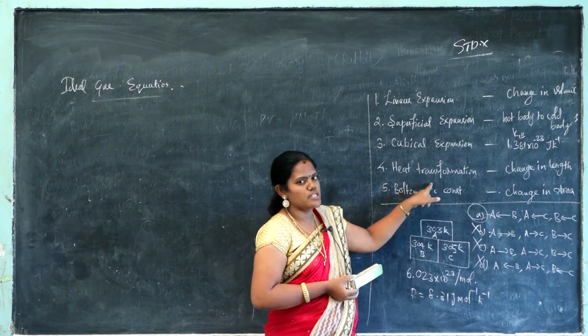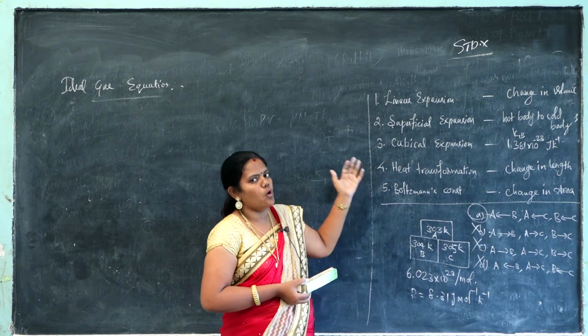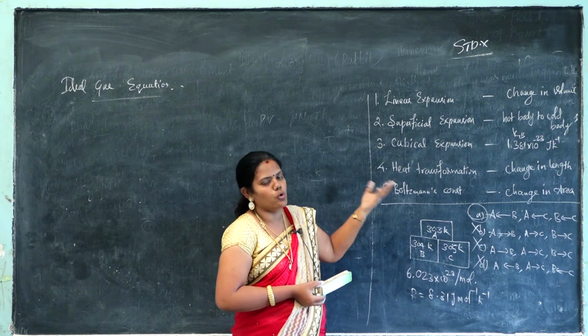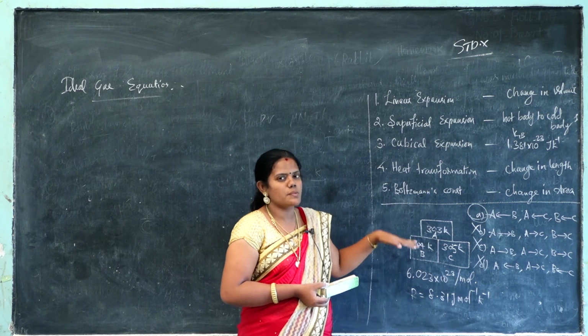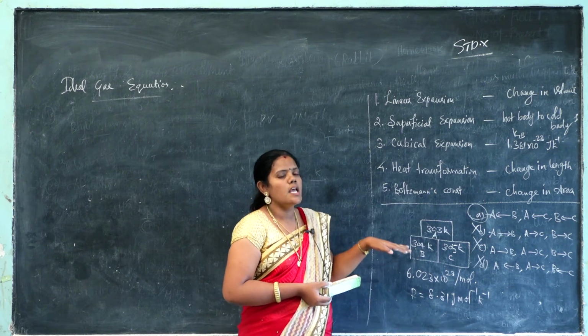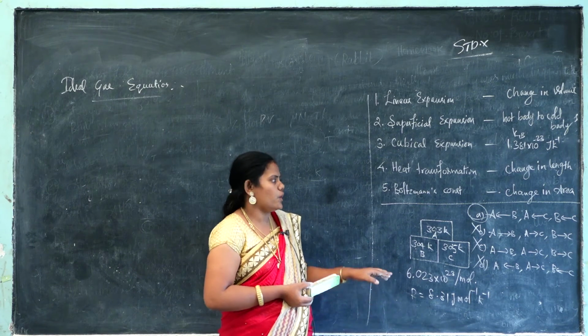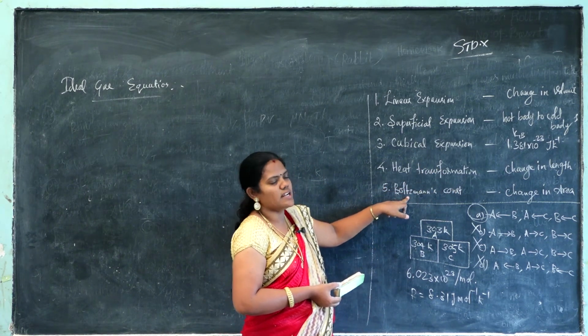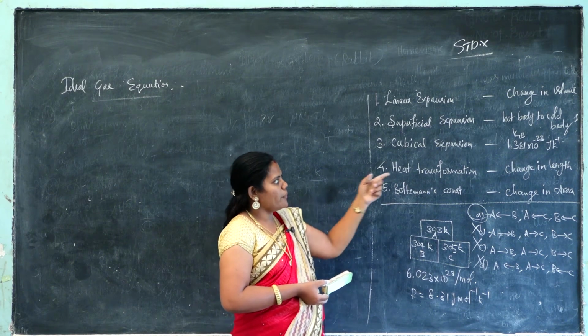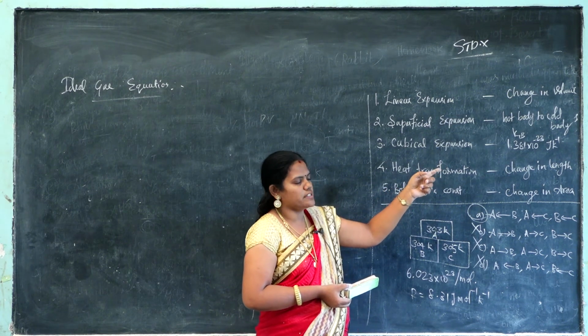Then heat transformation, as I already told, is from hot body to cold body, or high temperature to low temperature. So the heat will be transferred from higher temperature to lower temperature, hot substance to cold substance, a high heat body to low heat body. Okay. So heat transformation is always hot body to cold body. And the Boltzmann constant was already explained before: 1.381 times 10 power minus 23 joule per Kelvin.